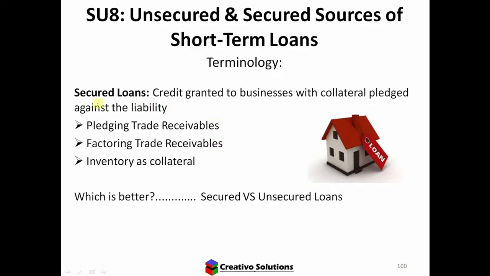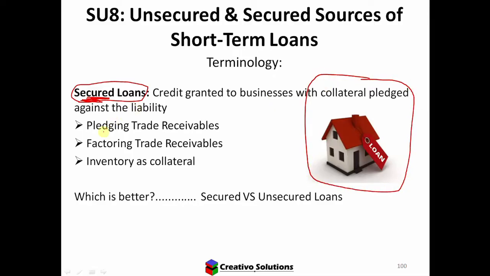Here we've got a note about secured loans. If it's secured, how is it different to unsecured? What do we have here? Collateral. Nice. Here we have pledging trade receivables. So you've got the debtors. You can give the bank collateral in the form of debtors. Factoring, I spoke about earlier. You can sell your debtors book.